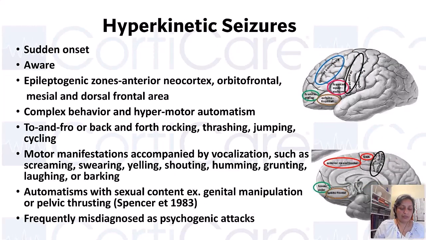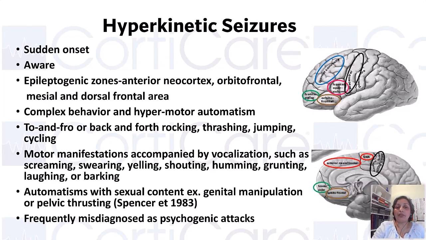Hyperkinetic seizures. You do not see hyperkinetic seizures in temporal lobe. They are frontal lobe seizures. The movements are large. It is sudden onset. Patient is aware. These seizures are easily misdiagnosed as tics. Epileptogenic zone is anterior neocortex. In this area, we have orbitofrontal, mesial, and dorsal frontal. So basically underneath the frontal lobe, that's where these seizures are originating.